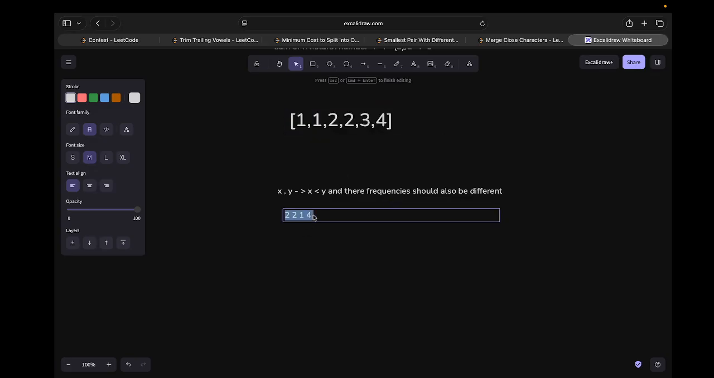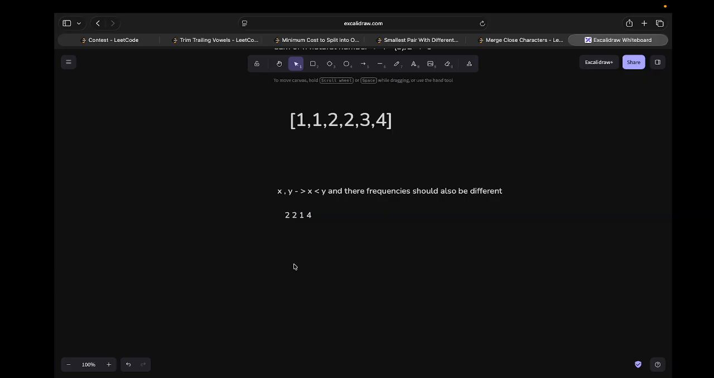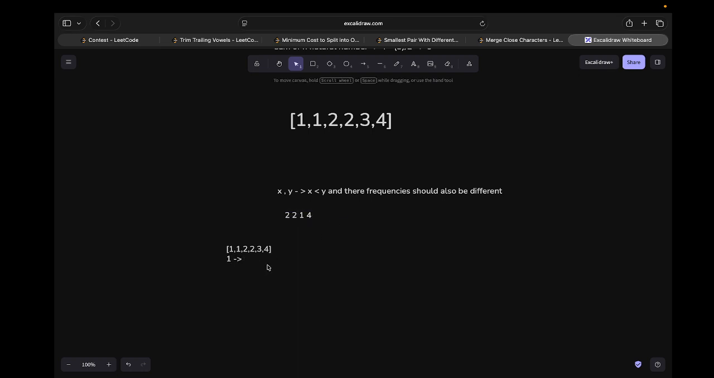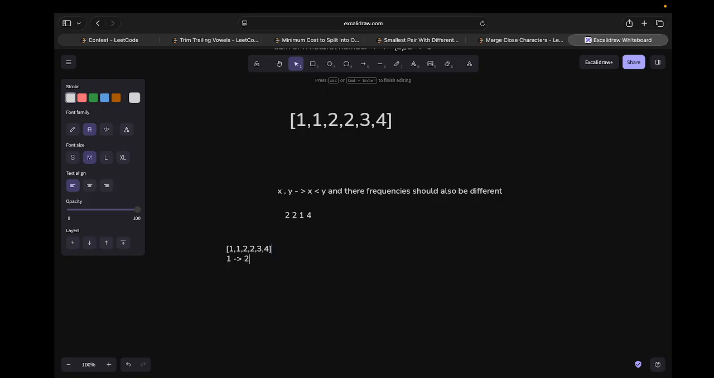and iterate from the back, and check if that number has a different frequency than my current number. If it does, then it is a valid pair, and I'm generating all the pairs. So let's say I'm at 1 1 2 2 3 4. If I'm at 1, I'm iterating inside this, because I know the frequency of 1 is 2, so I'm looking for a number which has a frequency not equal to 2. So I iterate over the array, and I see 3 and 4 have the frequency of 1. So what I have to do is take the minimum one.